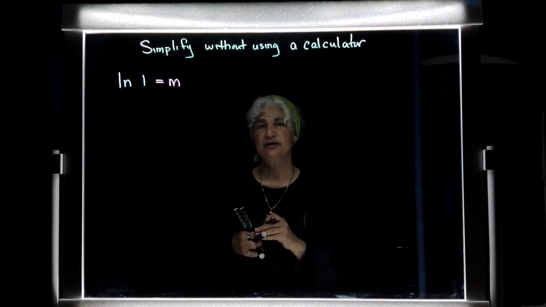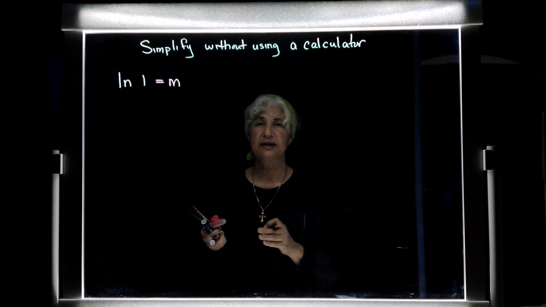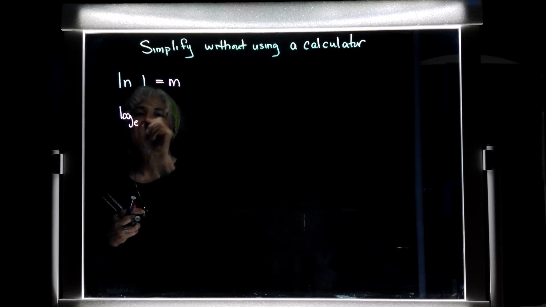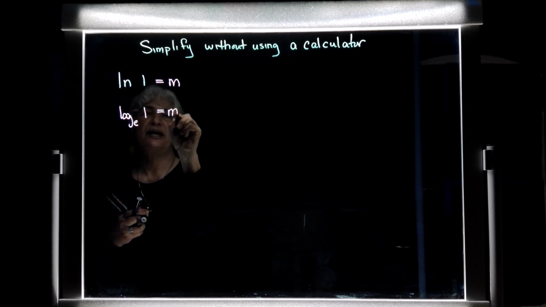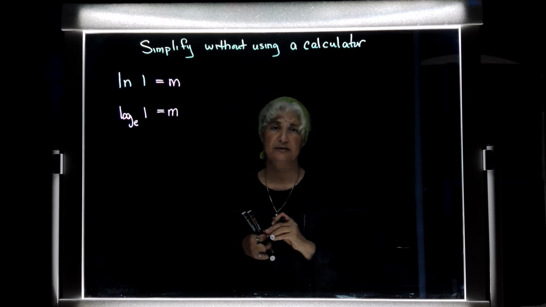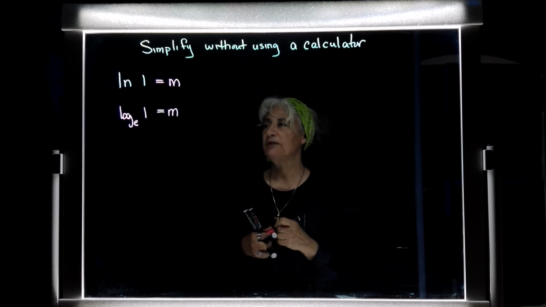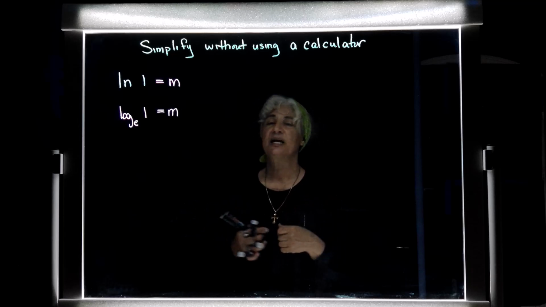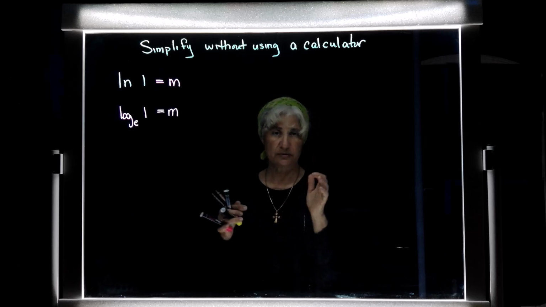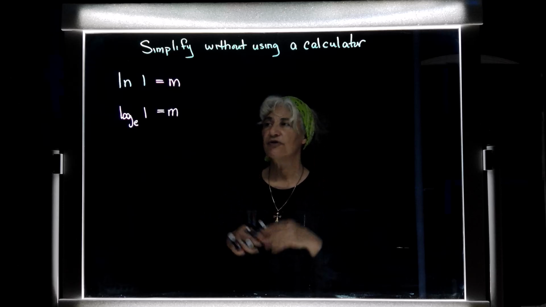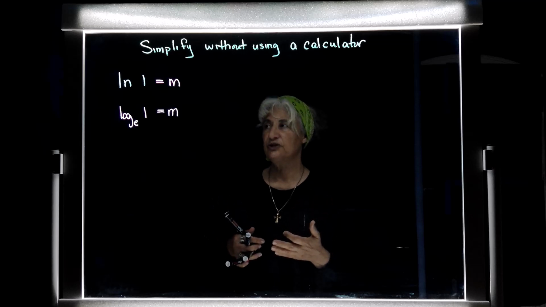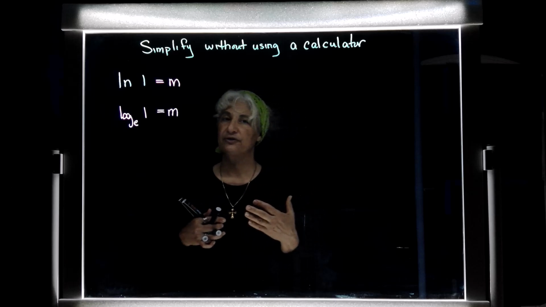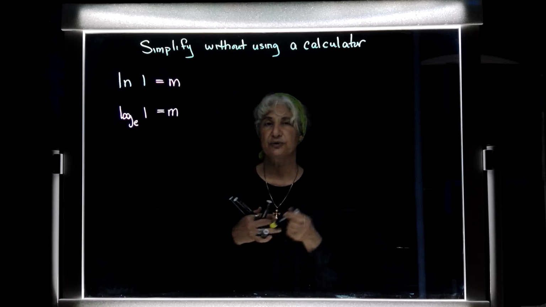And then here's how my brain is working. My brain is like, well, ln means log base e of 1, and that's supposed to equal m. I'm trying to figure out what m is. Are you with me? Okay. And now I'm going to make this into a solving problem. And so I am going to turn this from a log function to an exponential function, because as it sits, I don't know what this answer is without a calculator. So I am going to turn this to an exponential problem.